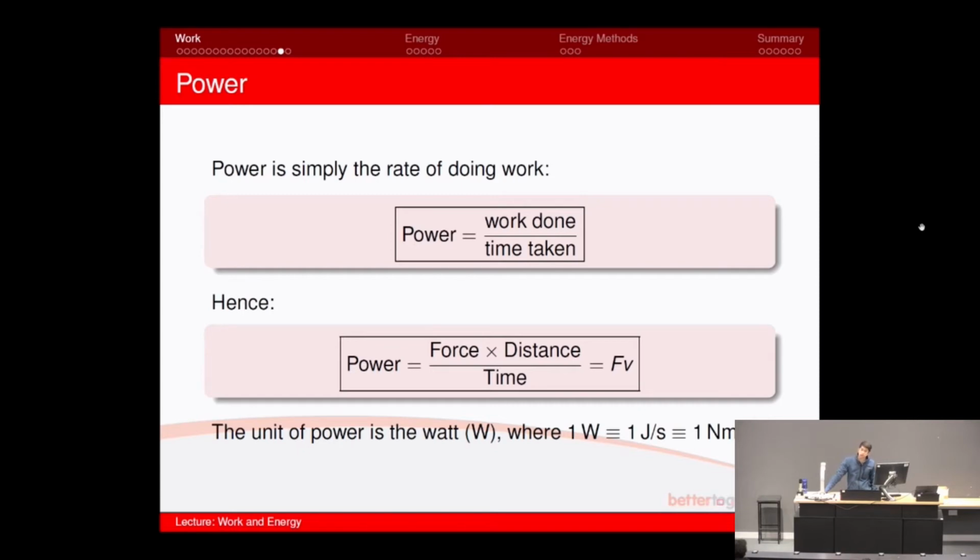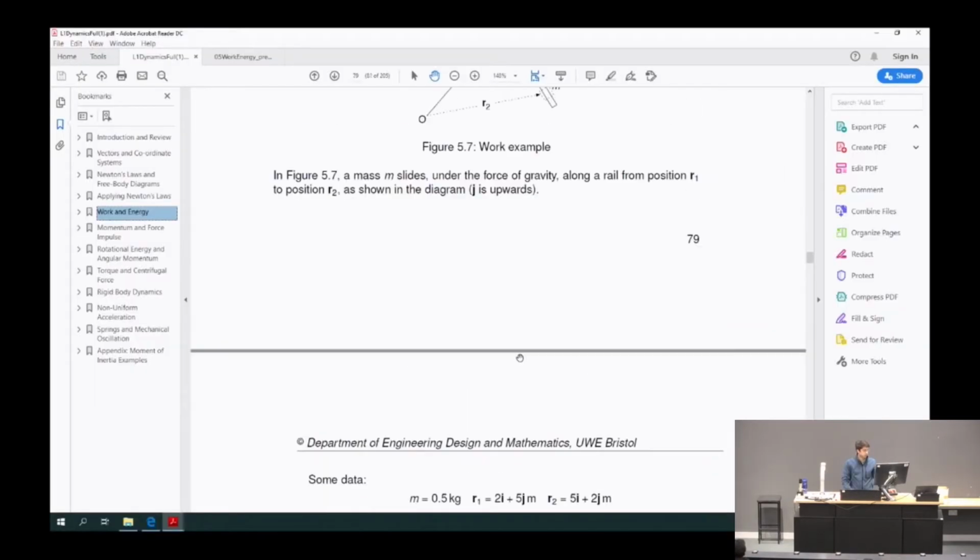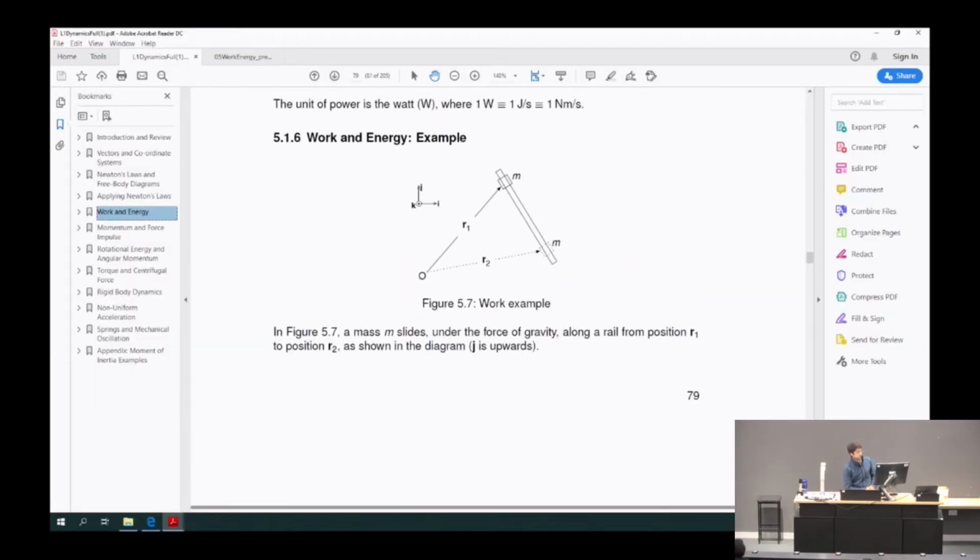Where we had work was force times distance. We now have power, which is force times velocity. And its unit is watts, which is joules per second or Newton meters per second. So we have this example.